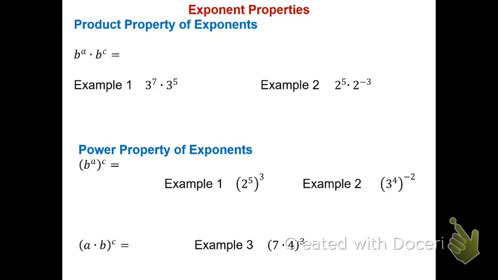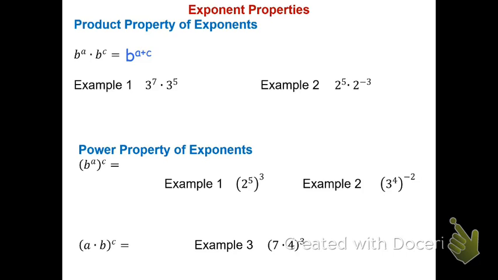Now b to the a means a many b's multiplied together. And b to the c means c many b's multiplied together. Together I have both a and c many b's multiplied together. Together means adding, so this is really just b to the a plus c. It'll make a little bit more sense when I talk about the next example.